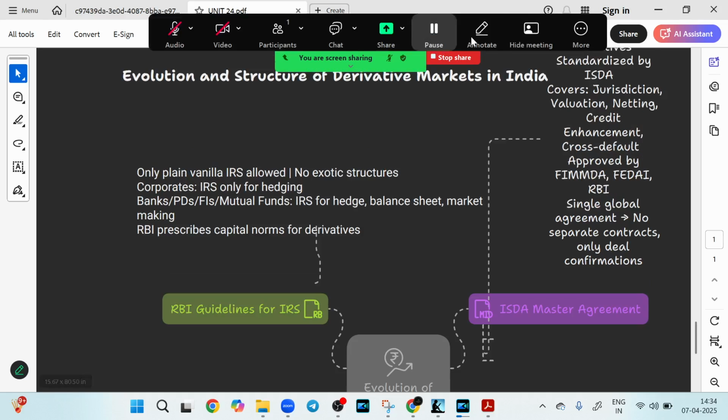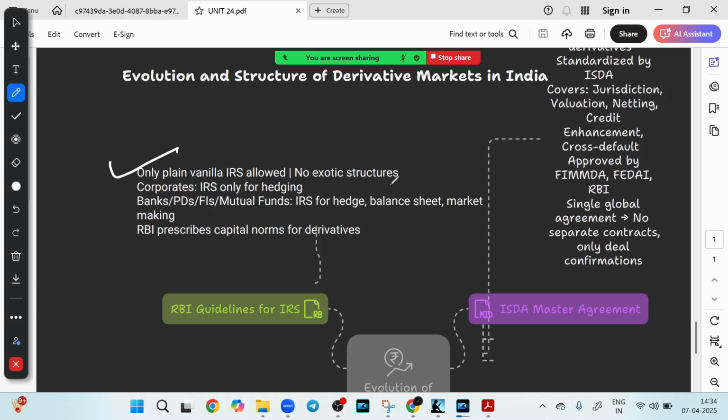Yes, here you can see it. Only plain vanilla IRS is allowed, no exotic structure. Corporates can use IRS only for hedging. Remember this key point. This will help you in the examination. And you know, banks, PDs, FIs, mutual funds, right? They can use it for hedging, balance sheet, and market making. Yes, they are allowed to use this. RBI also ensures that there are capital norms for any derivative exposure.